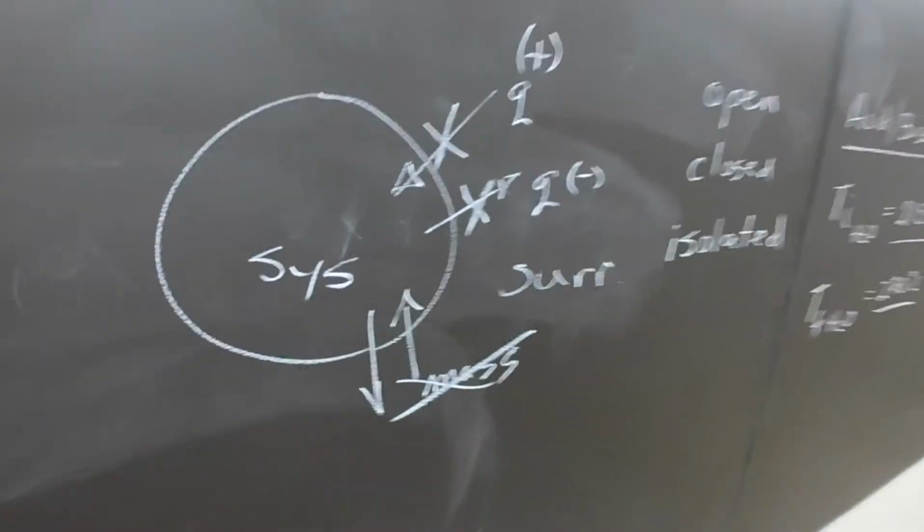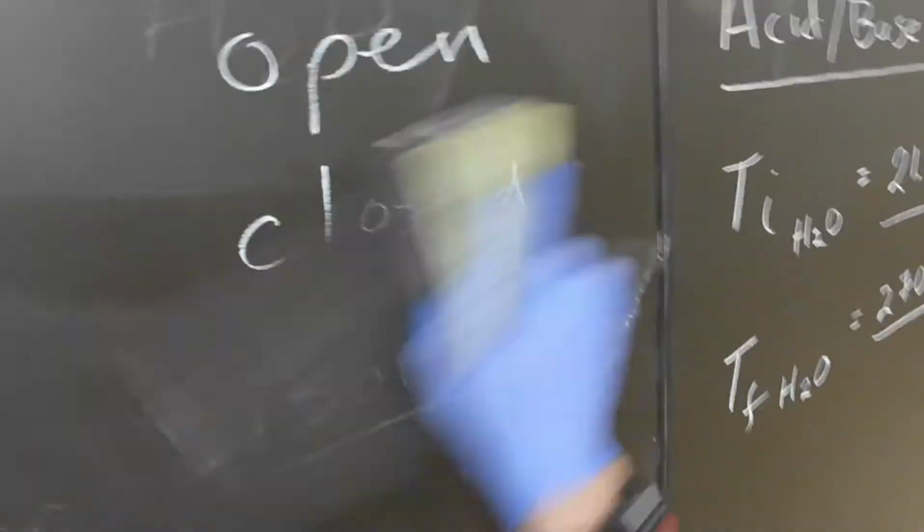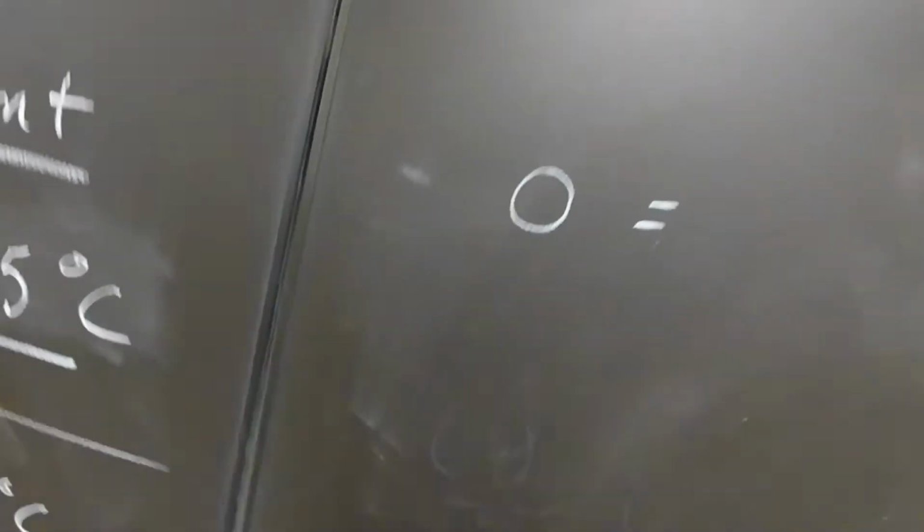So our system is isolated. So what does that mean for our calculations? All right, what that means is that everything that happens in Vegas stays in Vegas. Everything that happens in the calorimeter must sum up to 0. So any heats that are being transferred are transferred within the system, and they all cancel out to 0.